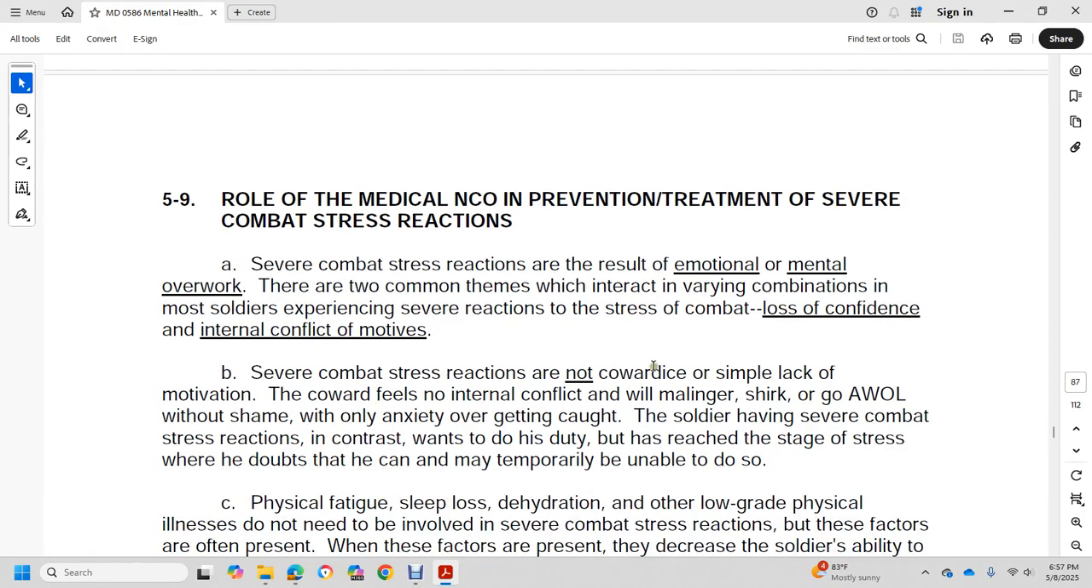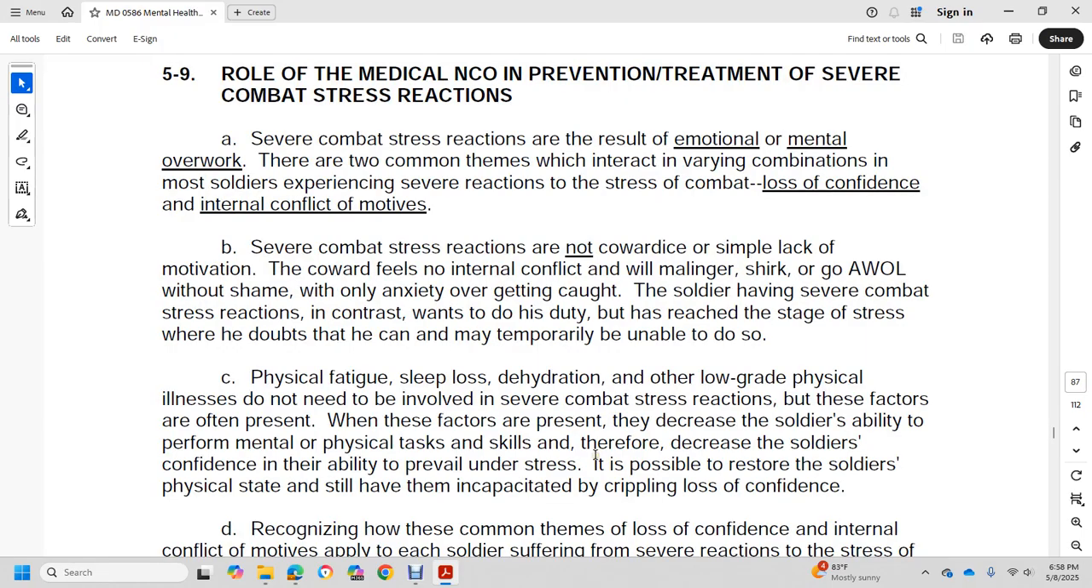Severe combat stress reactions are not cowardice, simple lack of motivation. A coward feels no internal conflict and may shirk or go AWOL without shame, only anxiety about getting caught. In contrast, the soldier having a severe combat stress reaction wants to do his duty, but he has reached a stage of stress where he doubts he can, and may be temporarily unable to do so.